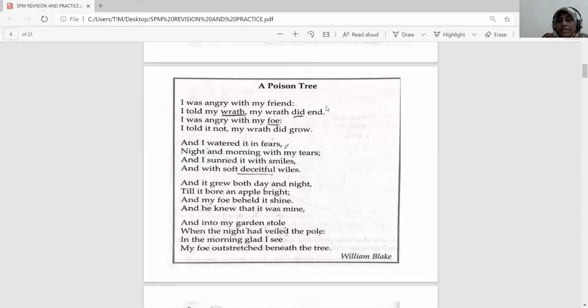He pretended nothing was wrong. He stayed silent. All right. When he stayed silent, what happened? The anger grew. All right. Okay. And then what happened? The friend story chapter has been closed. Now it's all about the enemy and the persona.